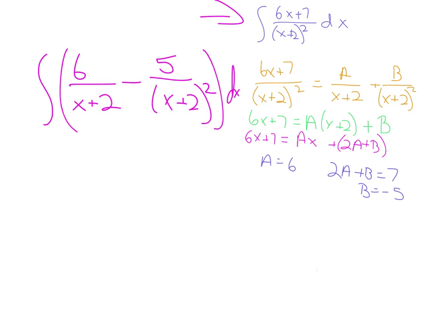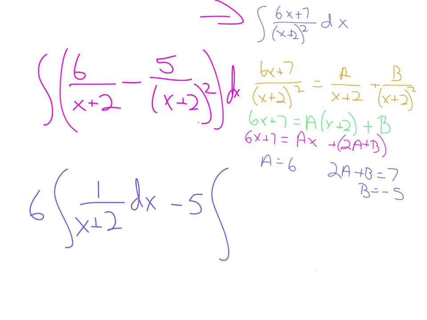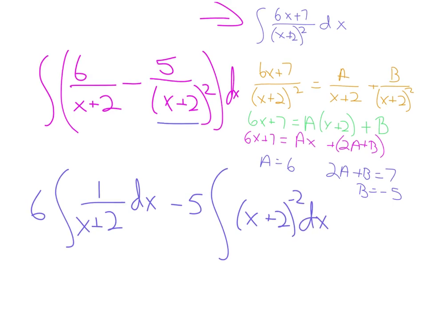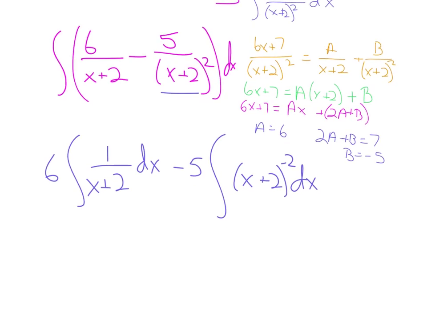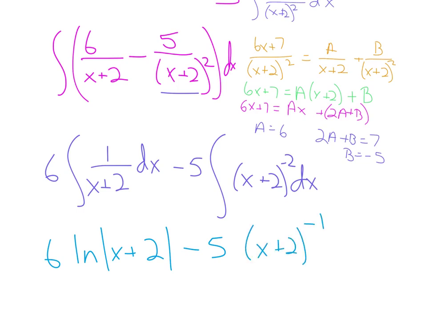dx. Now if it helps, I'll do this again. If it helps to write it as two different integrals, go for it. So that's 6, kick the constant out, 1 over (x + 2), minus 5, I'm going to write that as (x + 2) to the negative 2. And now that's a natural log, so 6 ln|x + 2|. Again, the derivative inside is 1, so no chain rule issues there. And then minus 5 times (x + 2) to the negative 1. I need a power rule piece, though, so I need a plus 5 plus c.